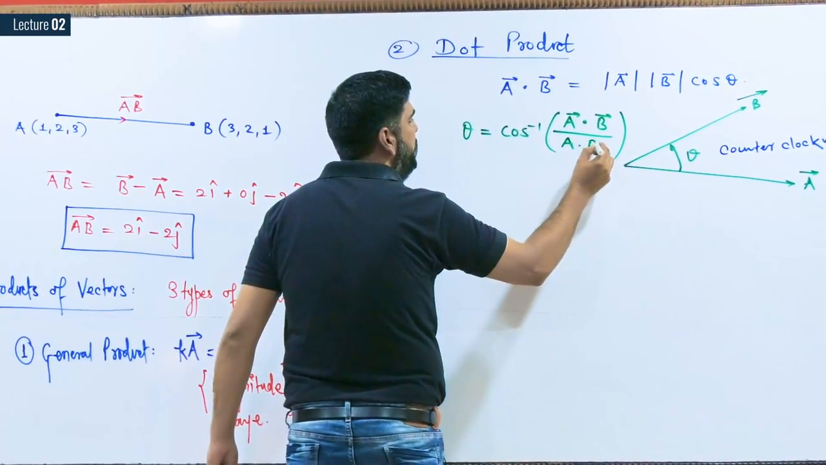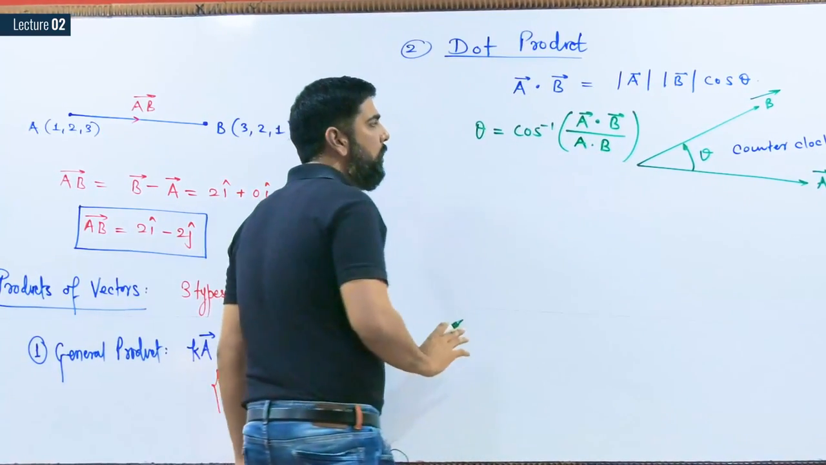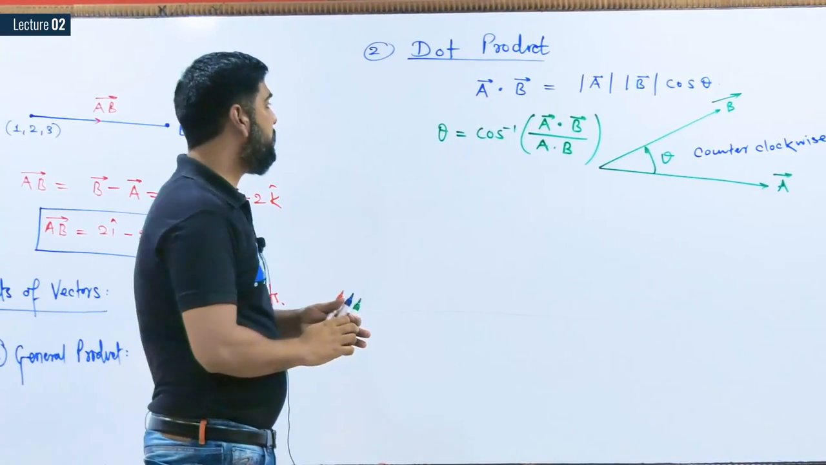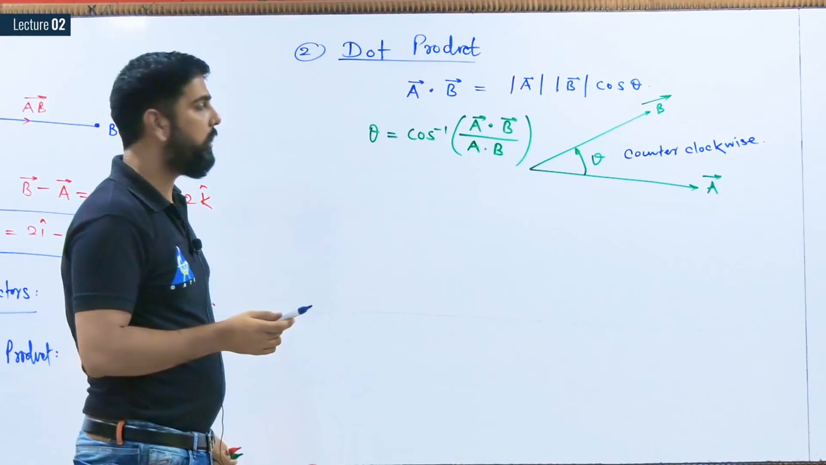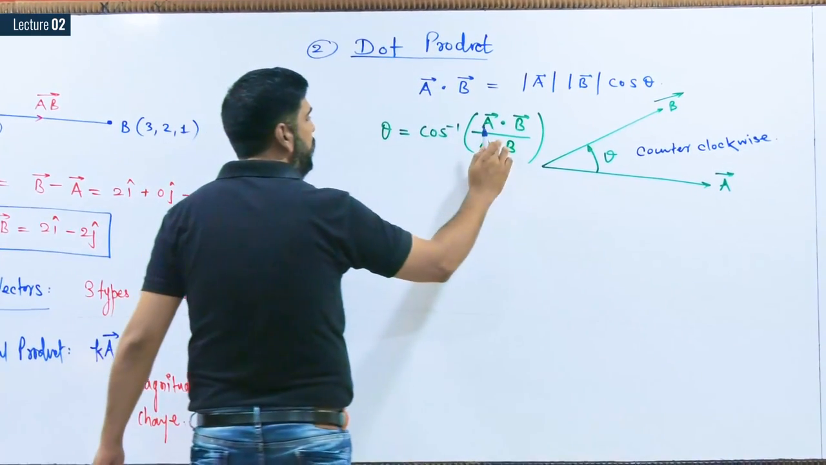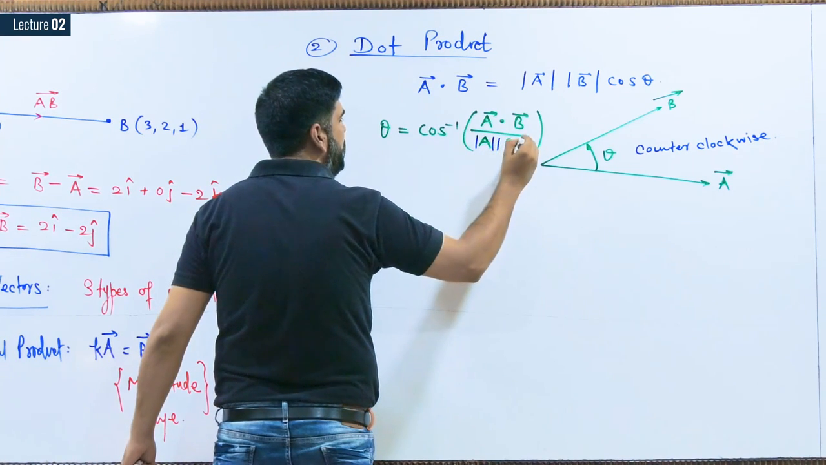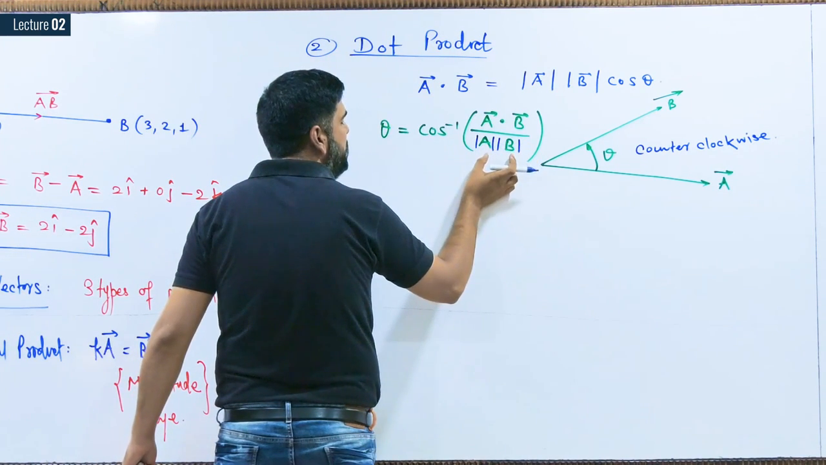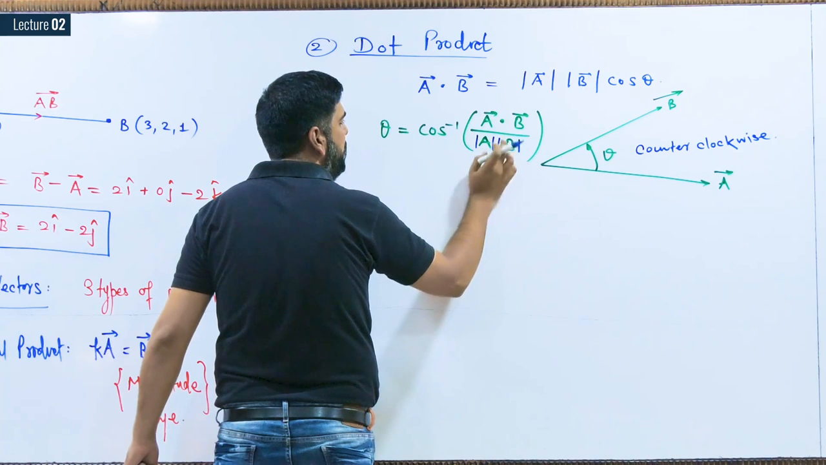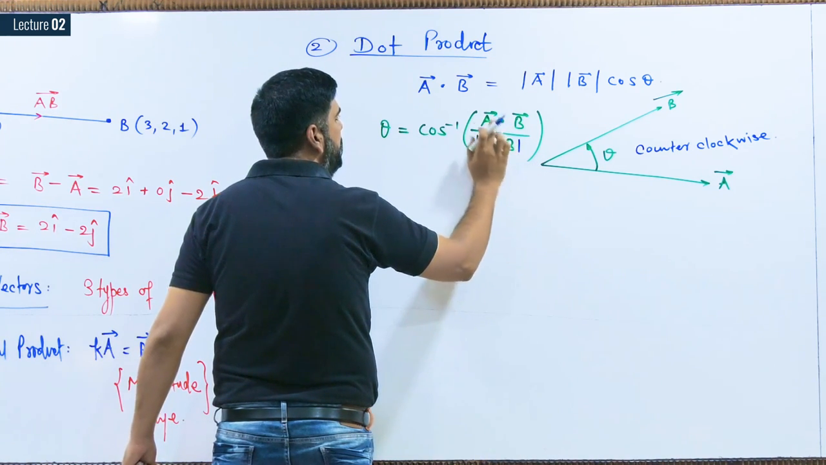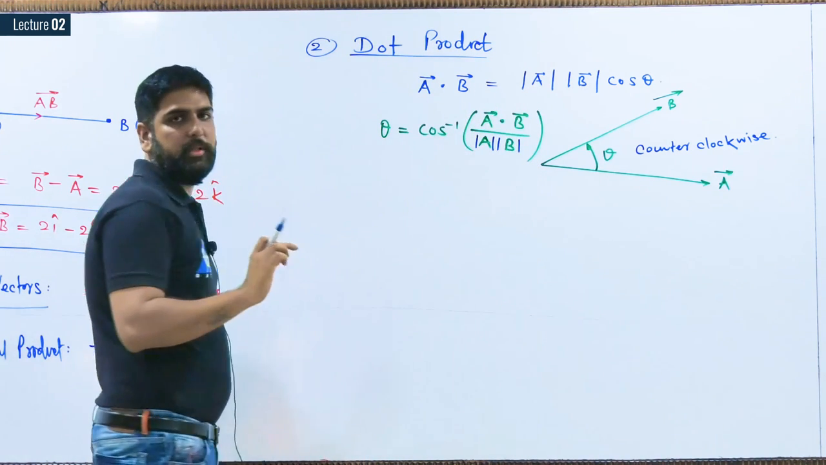divided by mod a mod b. So I am having a and b, this is nothing but the representation of mod. So what is the value of theta? It is nothing but cos inverse of a dot b upon a into b, right? This is not dot, this is the mod value. So we can write this as the mod value also, okay? So this is not dot or cross here, this is a simple product because these two are scalars and we are having the dot product here. So dot product is nothing but a b cos theta, dear students.